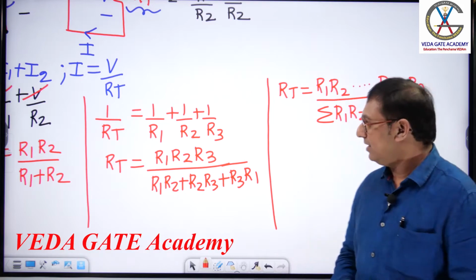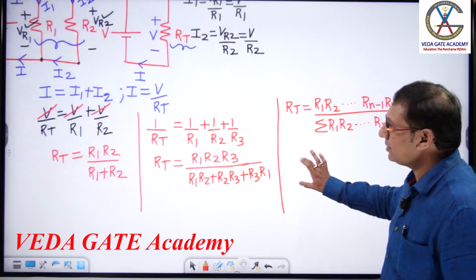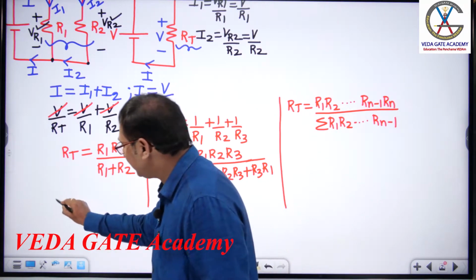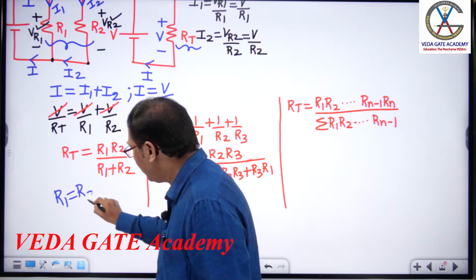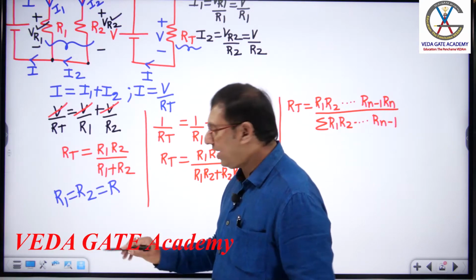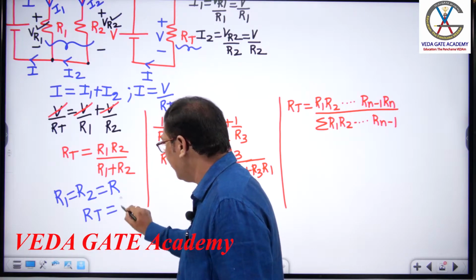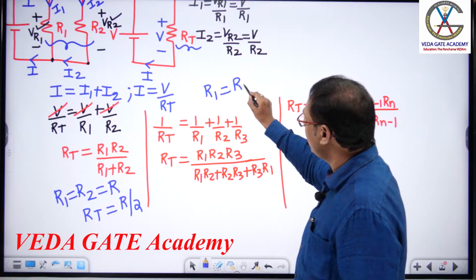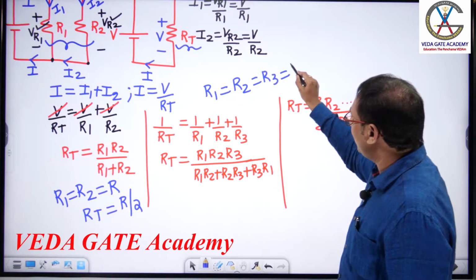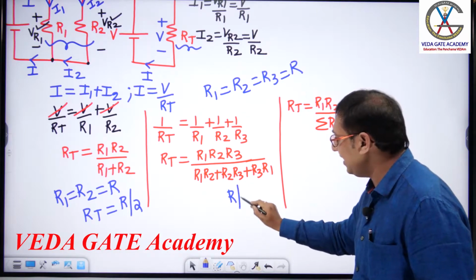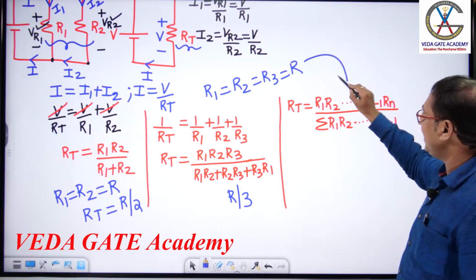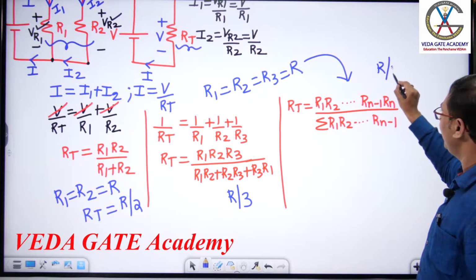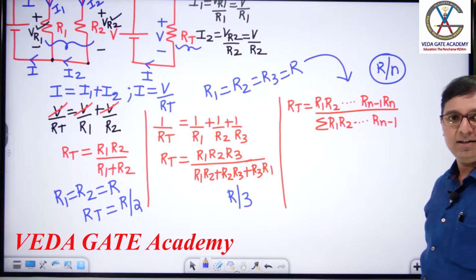Done, sir? Suppose all the values are equal. Example, let me use blue pen. Yes. Suppose in this case, R1 equals R2 equals R. What is RT, dear? It is simply R by 2. Suppose R1 equals R2 equals R3 equals R, what is RT in this case? R by 3. Suppose it happens the same up to n resistors, if all the values are equal, the resistance value is R by n. Fine, sir.